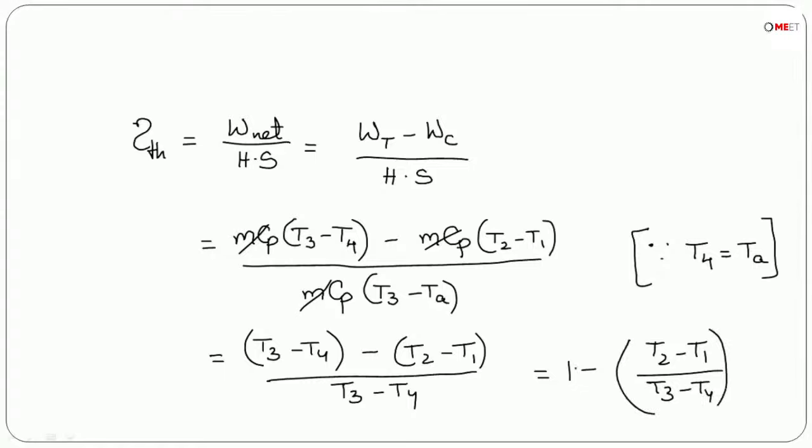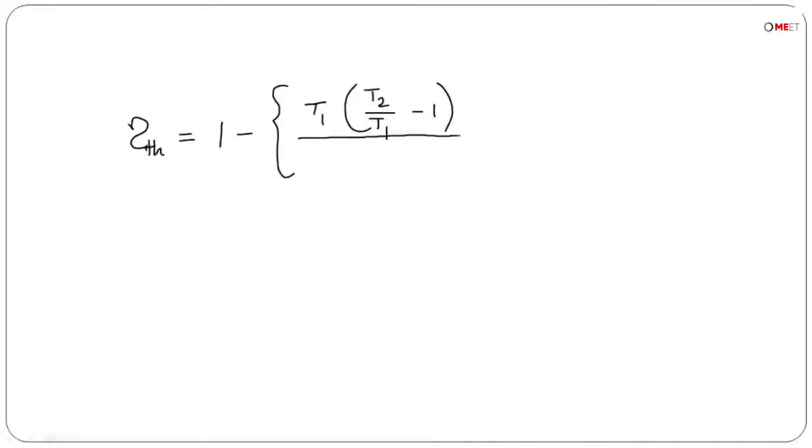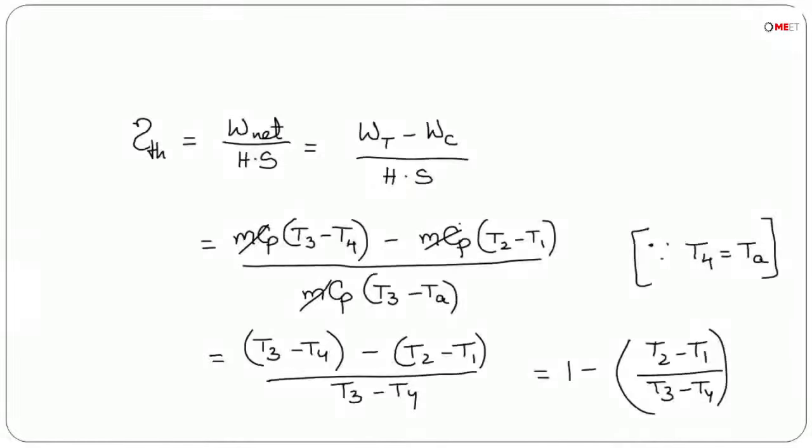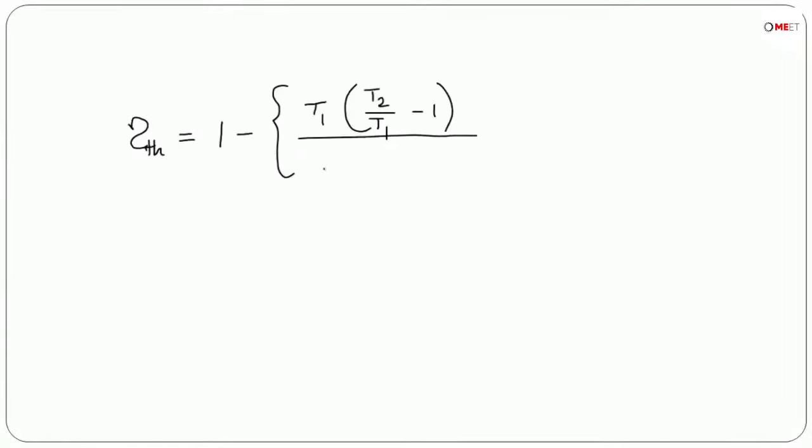Now T1 is the minimum temperature of the cycle and T3 is the maximum temperature of the cycle. If we take T1 common in the numerator, then this becomes (T2 by T1 minus 1), and in the denominator, if we take T3 common, 1 minus T4 by T3 will be there. So this is what we have written.